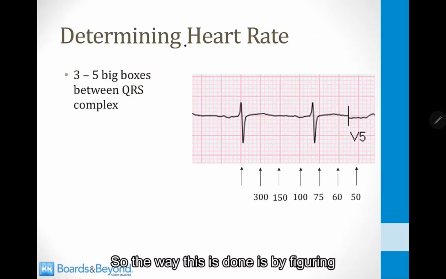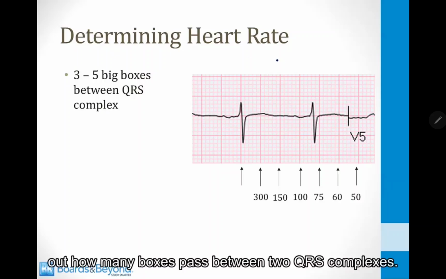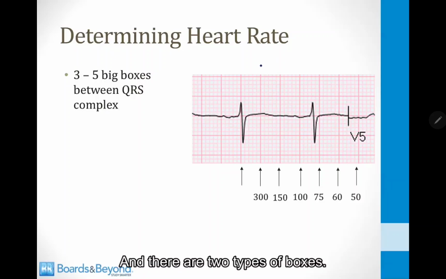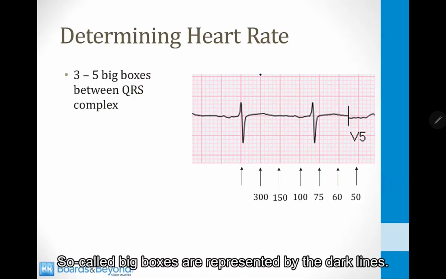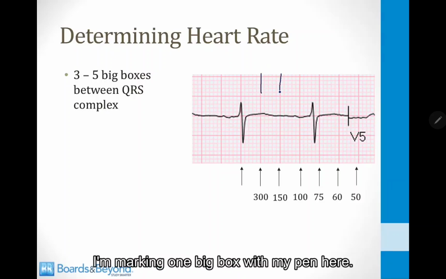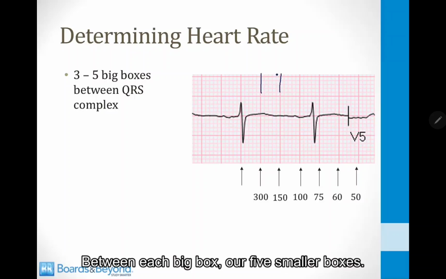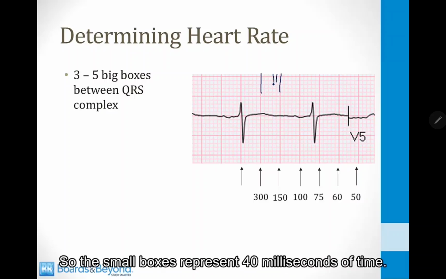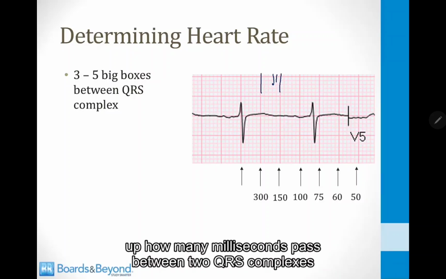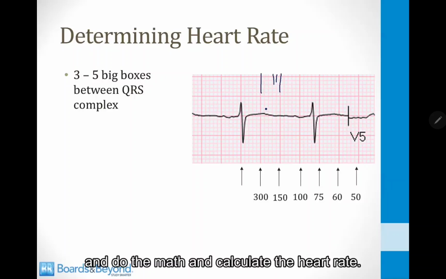So the way this is done is by figuring out how many boxes pass between two QRS complexes. And there are two types of boxes. So-called big boxes are represented by the dark lines. I'm marking one big box with my pen here. Between each big box are 5 smaller boxes. So the small boxes represent 40 milliseconds of time, and the big boxes represent 200 milliseconds of time. So if you want, you can count up how many milliseconds pass between two QRS complexes and do the math and calculate the heart rate.